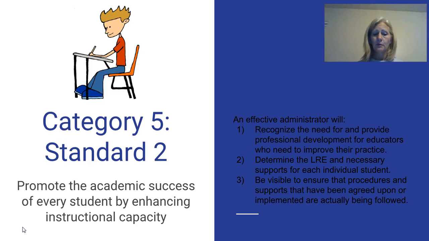Category 5, Standard 2, promoting the academic success of every student by enhancing instructional capacity. For this standard, an effective administrator will recognize the need for and provide professional development for educators, such as Ms. Taylor, who obviously needs to improve their practice. An administrator will also determine the least restrictive environment and the necessary supports for each individual student. Obviously, in this situation, we're talking about Carl, but many students need that. And again, to be visible to ensure that procedures and supports that have been agreed upon or implemented are followed. An administrator has to be visible in the classroom, in the hallways, and keep teachers accountable.